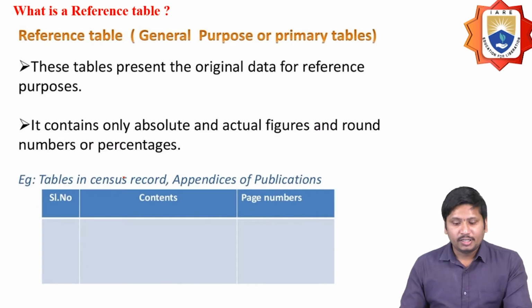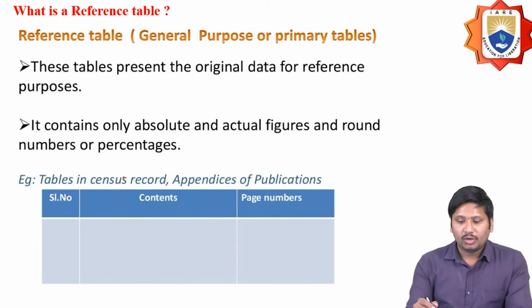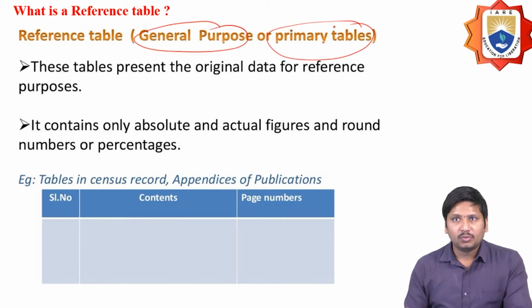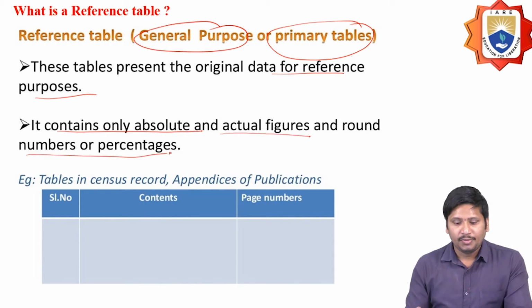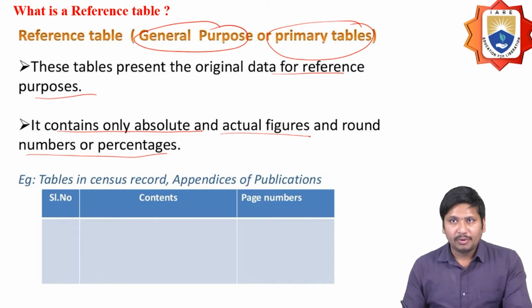Next, what is a reference table? A reference table is what we can call a general purpose table or primary table. These tables present the original data for different purposes. It contains only the absolute and actual figures, and round numbers or percentages. These primary tables present the original data for future and reference purposes.